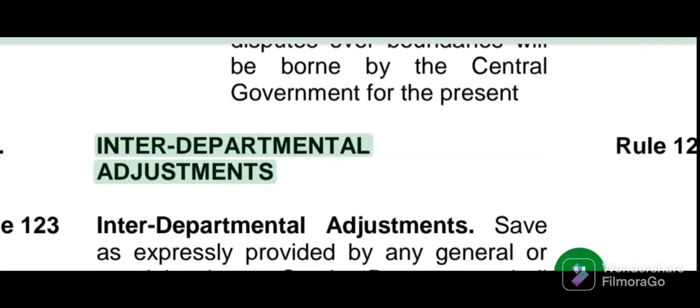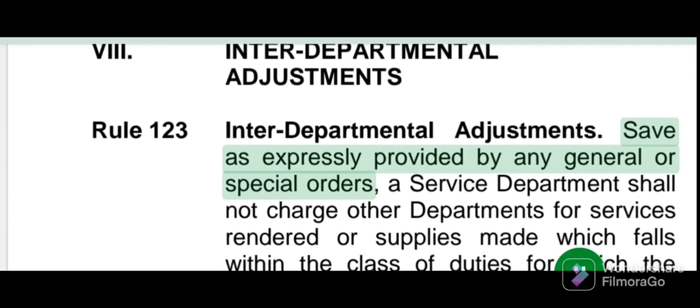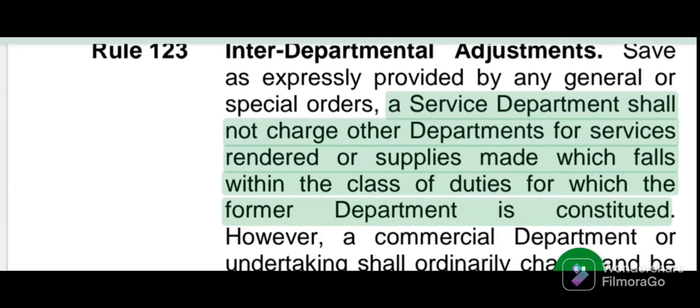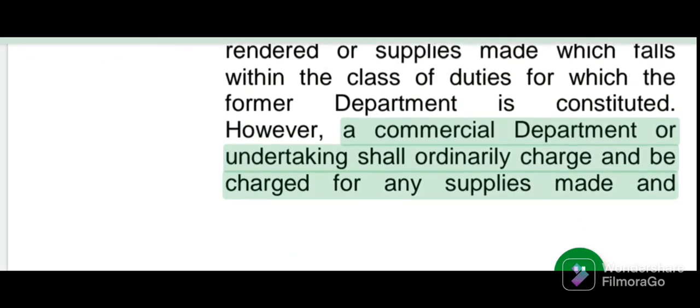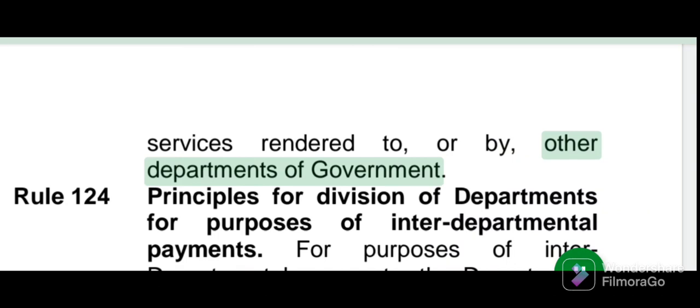8. Interdepartmental adjustments. Rule 123: Interdepartmental adjustments. Save as expressly provided by any general or special orders, a service department shall not charge other departments for services rendered or supplies made which fall within the class of duties for which the former department is constituted. However, a commercial department or undertaking shall ordinarily charge and be charged for any supplies made and services rendered to, or by, other departments of government.